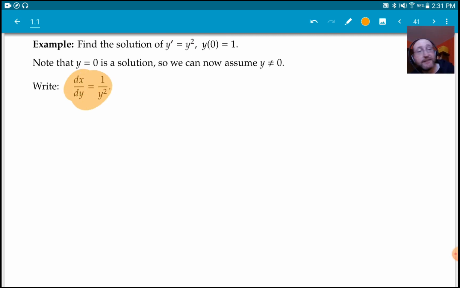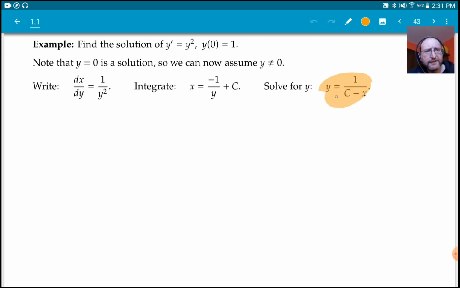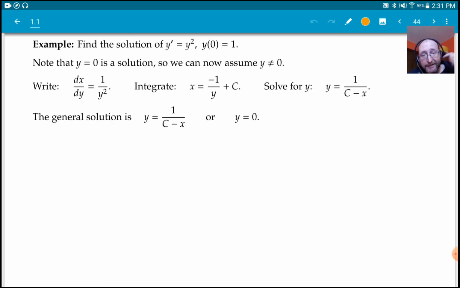So apply the inverse function theorem. We integrate. Now it's easier than with the logarithm. It's just minus 1 over y is our solution. Well, now it's still just x in terms of y, so we want to solve for y. Yeah, that's what it is: 1 over c minus x. Easy, right? So we either have y as 0 or 1 over c minus x. That's our general solution.